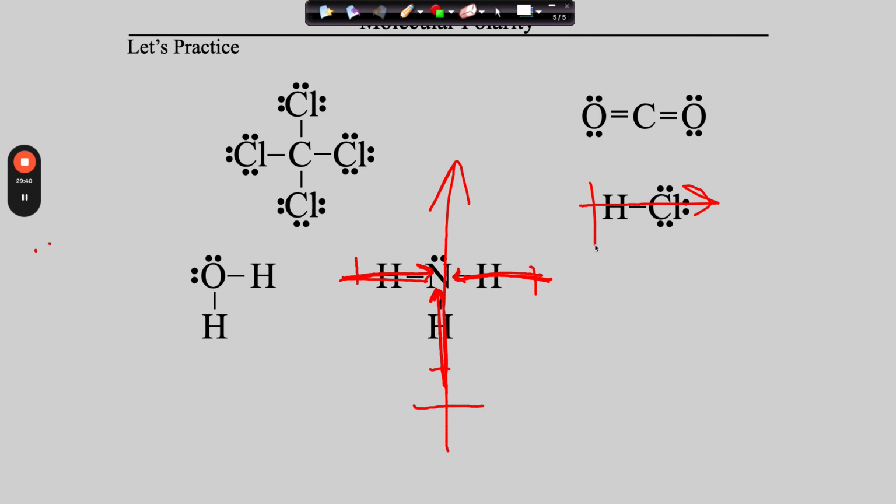Yep. You guys ready for the last one, the tricky one? So guys, it goes like this. This is formaldehyde, the stuff that we soak dead stuff in biology so it doesn't rot. But guys, you get halfway there. Draw in the polarity arrows for the bonds.